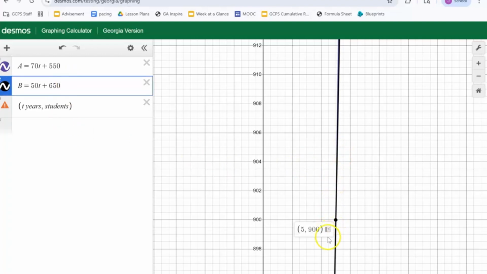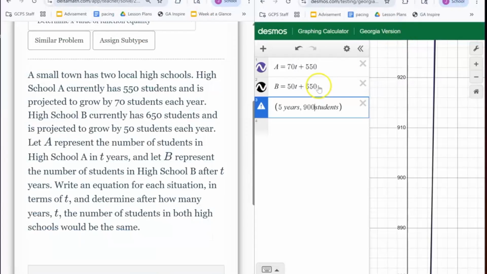Yep, right at 5. Okay, so you can just put them equal to each other, and where it crosses the x-axis will be what it is, and then you can double check that that's where it crosses by going to that number on both. So this is going to be 5 years, 900 students is our other answer. So now we can answer the question.